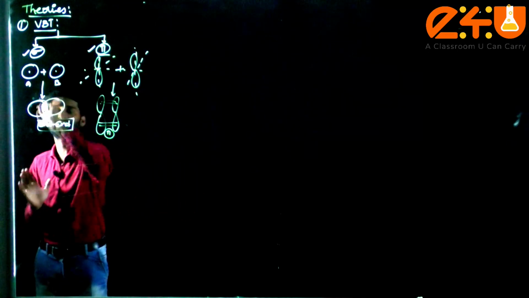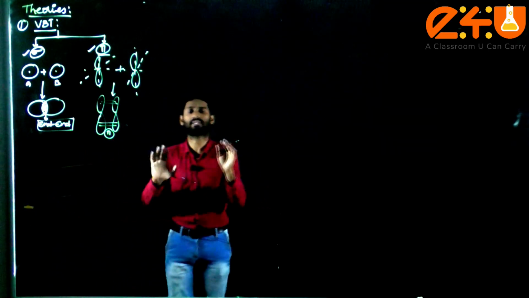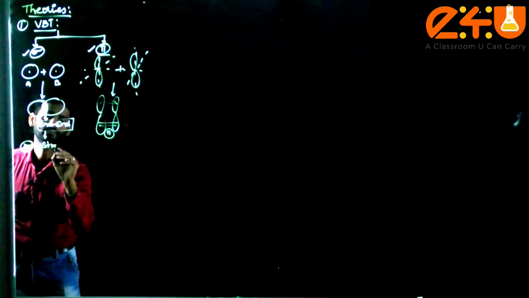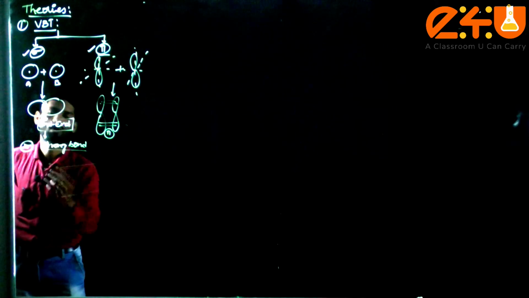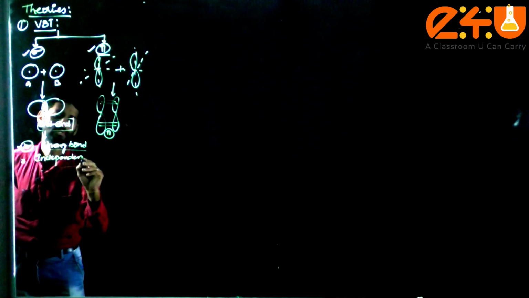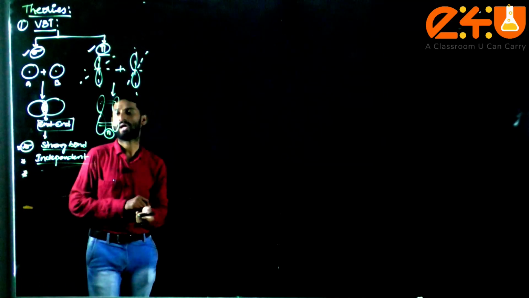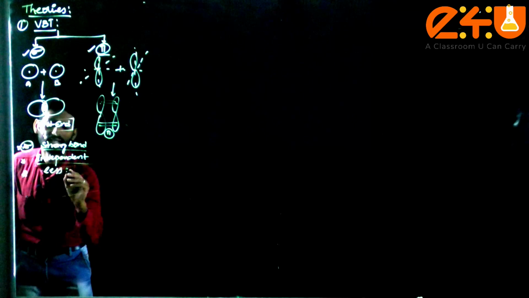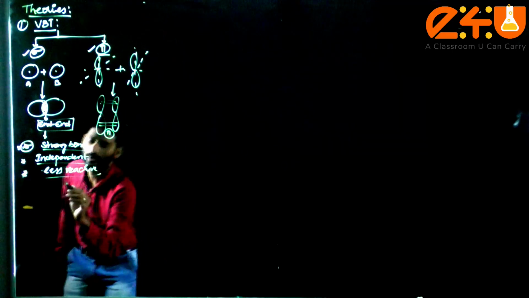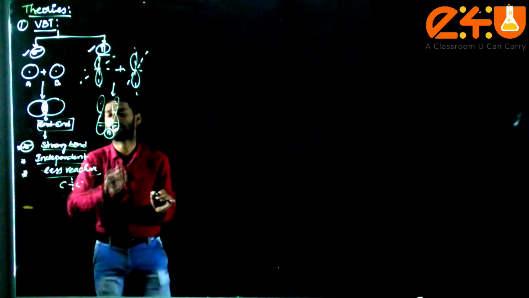Sigma bond is a strong bond, and it is the first bond which is formed between any two atoms. That's why the sigma bond is strong. The sigma bond also has an independent existence; it doesn't depend on others. Next, it is less reactive. For example, if you want to break the bond between two carbon atoms, we have to supply a large amount of energy. That's why it comes under less reactive.